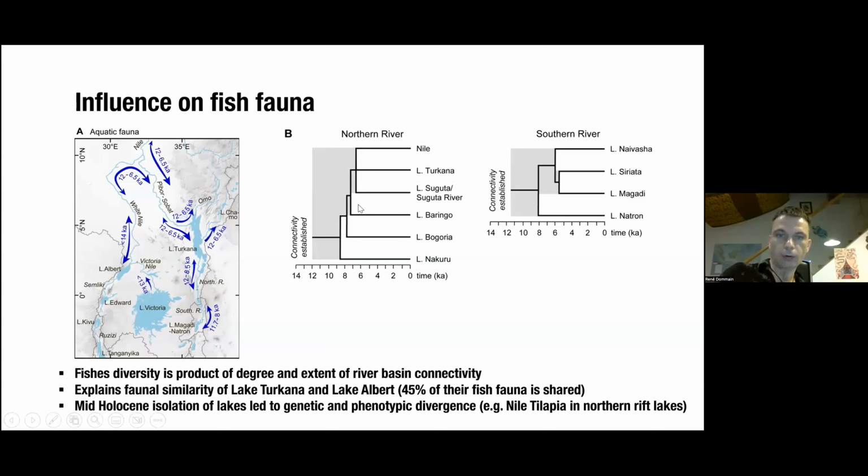And on these cladograms, you see with the gray area highlighted when these lakes were actually connected by river activity. So until about 8,000 to 6,000 years ago, there was a connection. And once this connection was disrupted, these lakes existed as isolated basins, and the fauna then diverged phenotypically and genetically. And the existence of subspecies of Nile tilapia, for instance, in Lake Turkana, Lake Baringo, and Lake Bogoria is proof that this is actually happening over very short times.